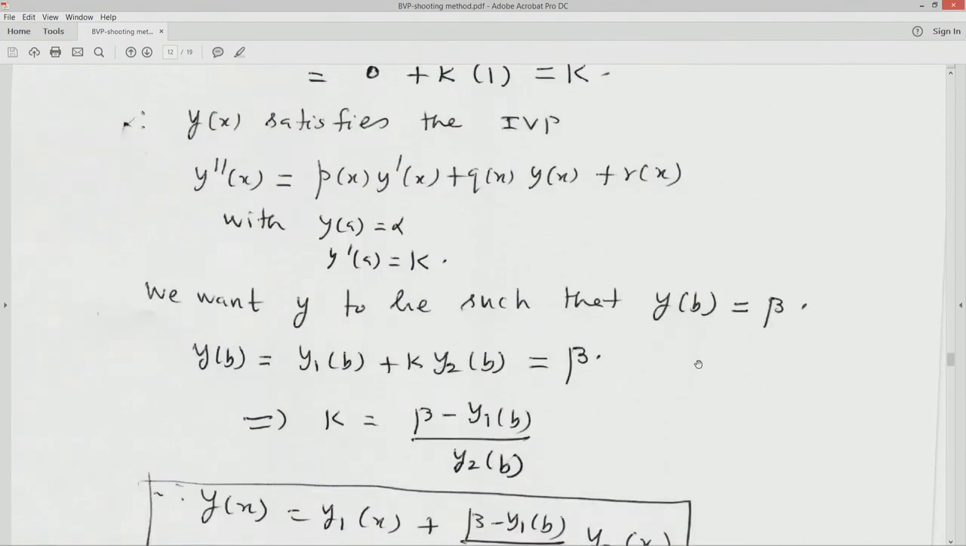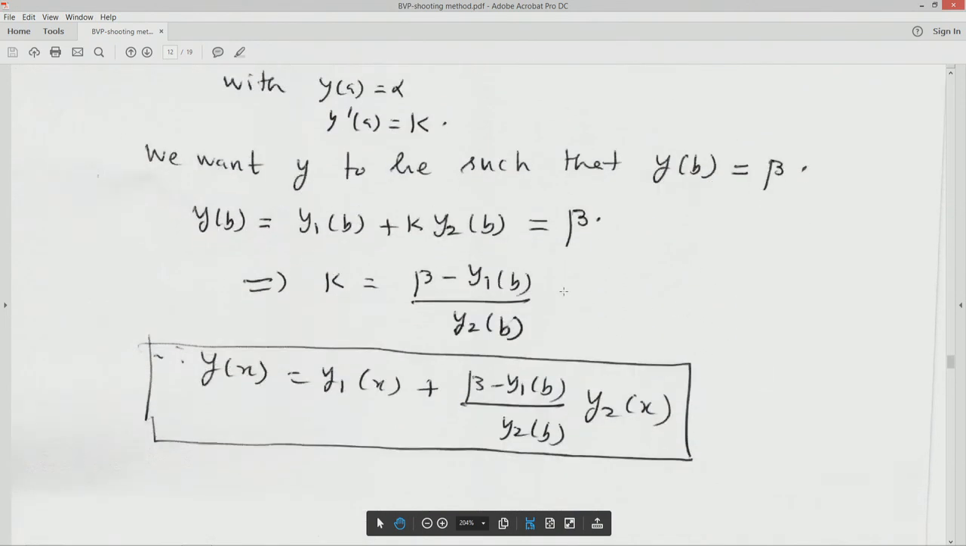But what do I want? I want the solution of this initial value problem such that when I compute y at b, it should give me beta, which is the prescribed value in the boundary value problem. So, I impose that condition, namely y at b is y1 at b plus k times y2 at b. But what do I want? I want it to be beta. So, this immediately tells k is beta minus y1 of b by y2 of b, and it is for this reason that we have written y of x as y1 of x plus beta minus y1 of b by y2 of b into y2 of x.